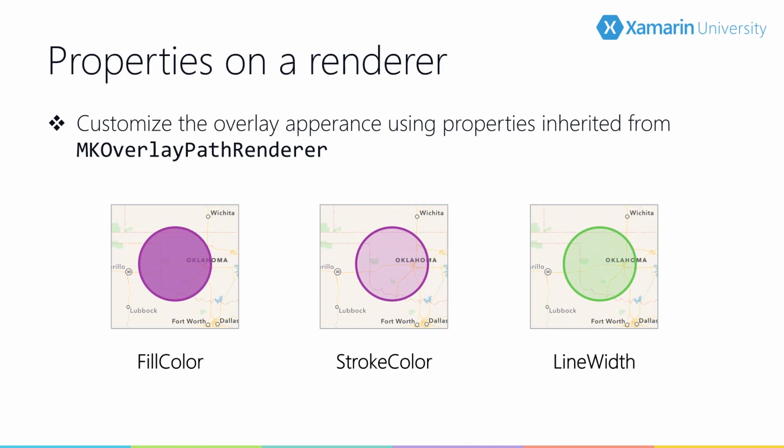The renderer is derived from the MKOverlayPathRenderer class, and this base class exposes properties that are used to customize the appearance of the overlays. This includes the fill color, stroke color, and line width properties. There are also less commonly used properties that can be used to adjust how lines are rendered, for example displaying solid or dashed lines, or smoothing out connecting line segments.